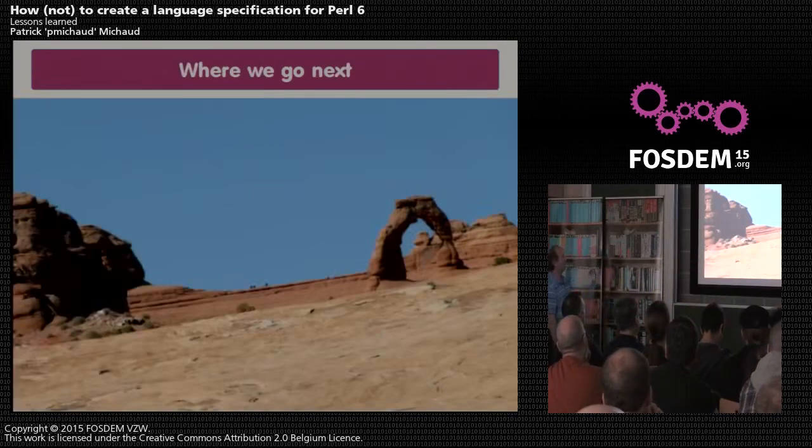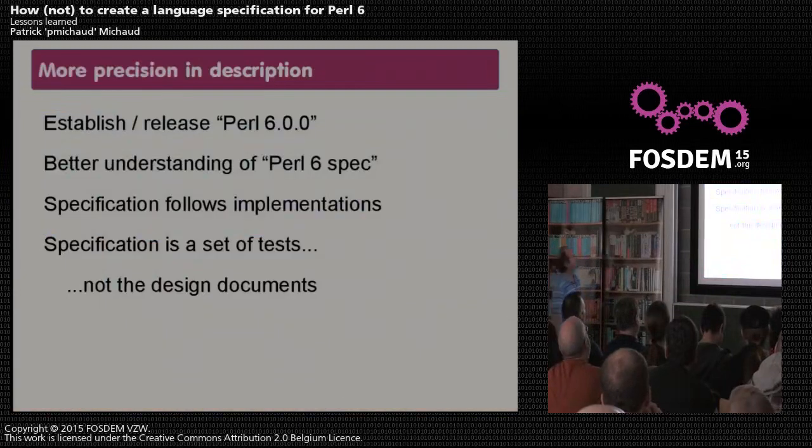So where should we go from here? All right, first of all, as I've been saying throughout the talk, we need more precision in our descriptions. We are working to establish and release Perl 6.0.0. It's been a goal for the last 3 or 4 years at least, and the core contributors for Rakudo Perl 6 and Perl 6 in general are all pretty much in agreement that we're getting really, really close to the time when we can say, this is Perl 6.0.0, and to be able to make that release.